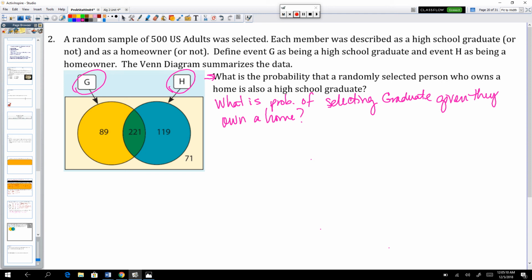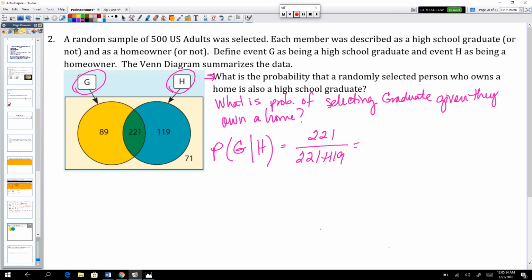So symbolically, that looks like this: probability of getting a graduate given they own a home. You should know that the bottom of that fraction is the probability of having people who own a home. And from the Venn diagram, that's the blue circle. That's everything encompassed by the blue circle. So that's the 221 that's in the crossover, as well as the 119 that's only in the blue. So that's our denominator. That's our subset of people, the people who own a home. And out of those people who own a home, obviously, those that are graduates are the 221, that's the crossover.